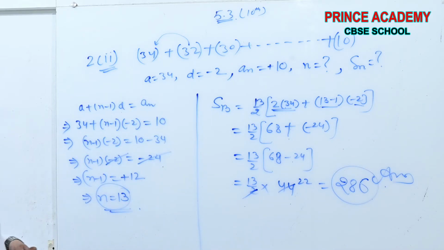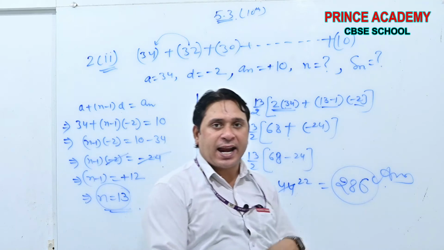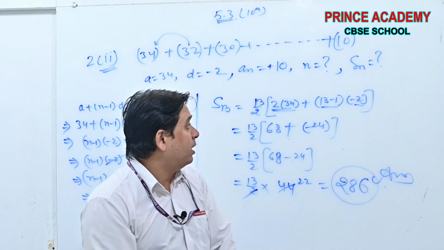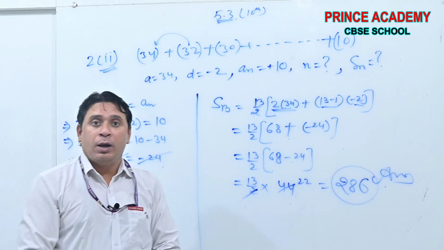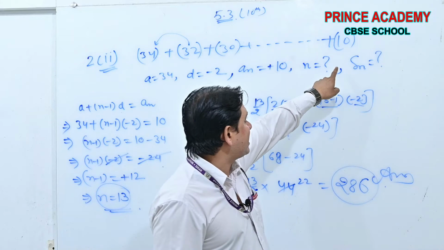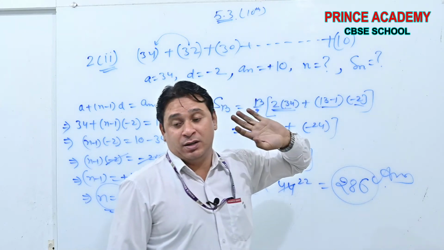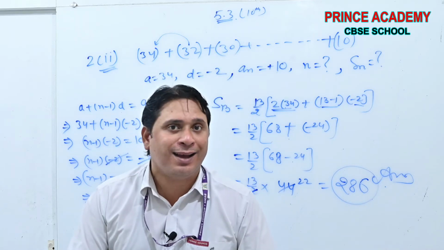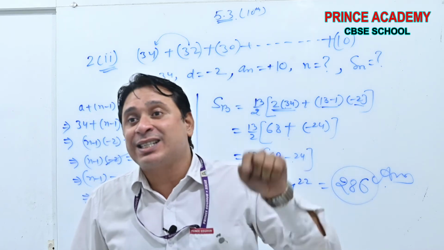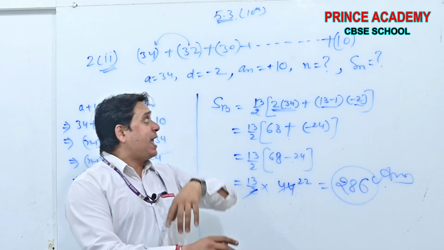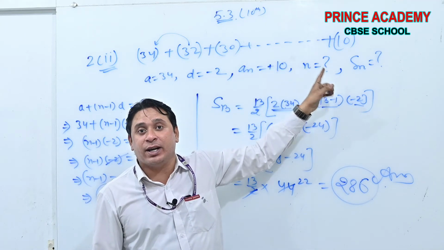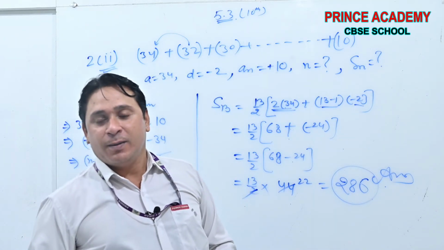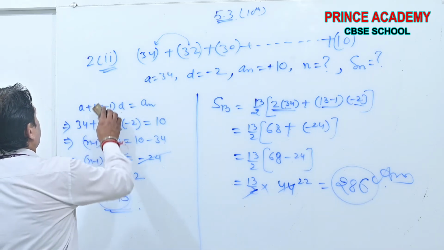See, questions are very simple, directly based on the same concept. The main funda, beta, is that we have to recognize whether n is given or a_n is given. In the first question, n was given, so we were directly able to find Sn. But in this type of question, a_n is given, and we are finding n, then Sn. Okay, done beta?